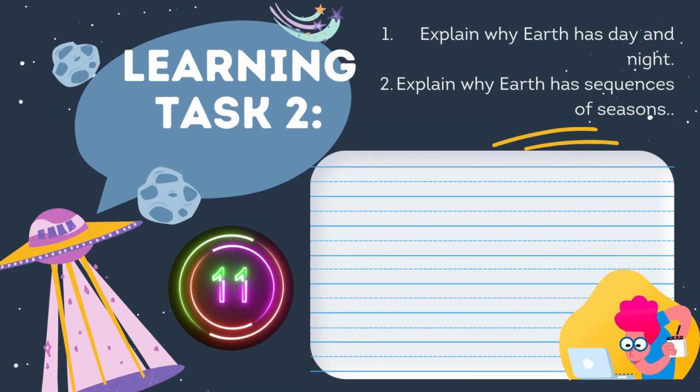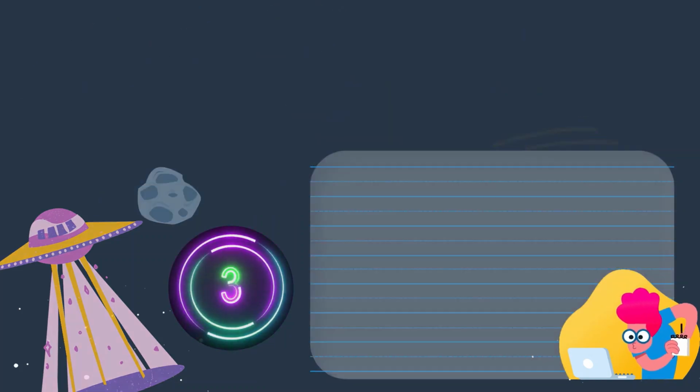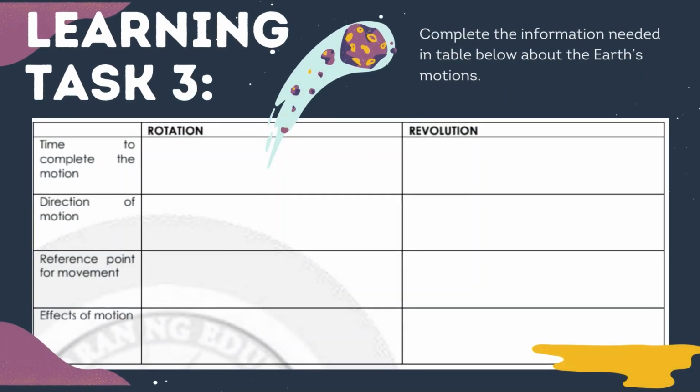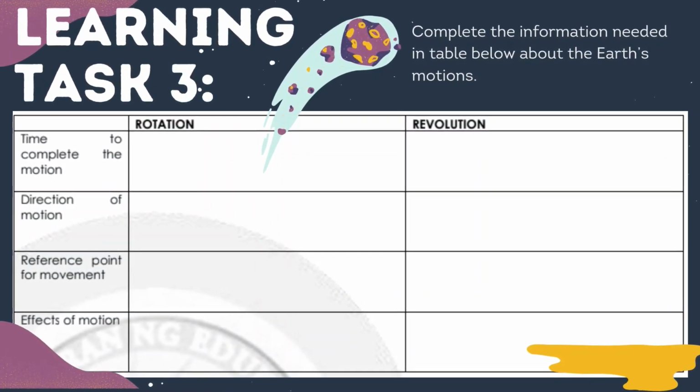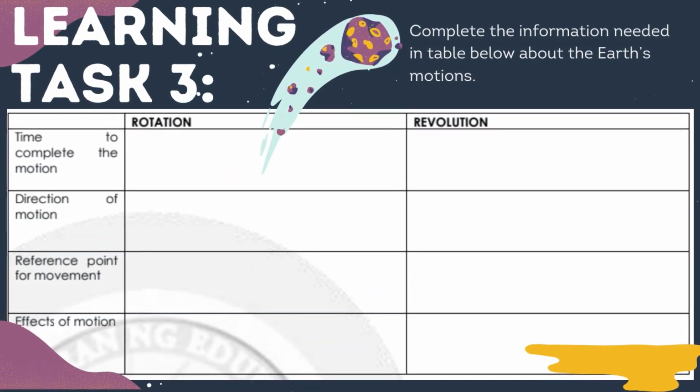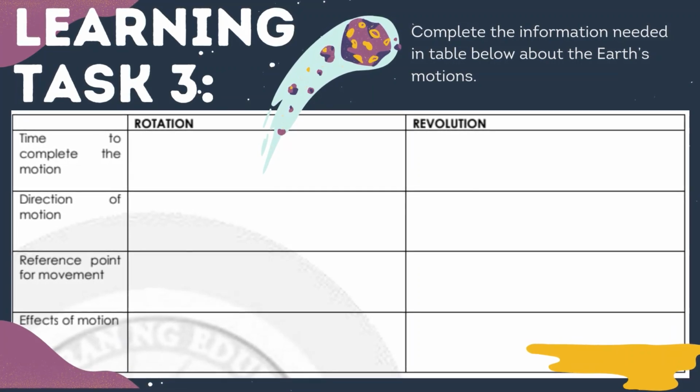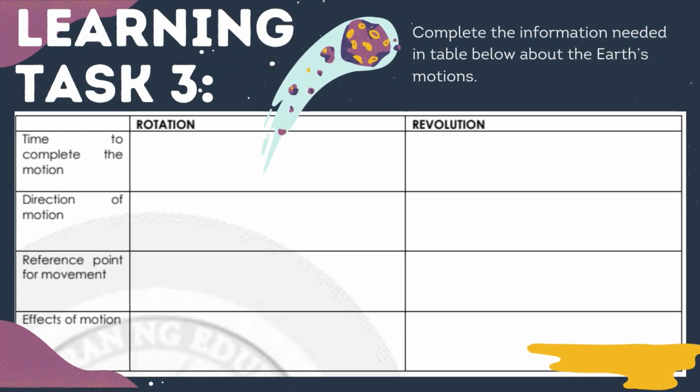Explain why Earth has day and night. And the second question, explain why the Earth has sequences of seasons. Take your time. Now ready for learning task 3. All you have to do is complete the information needed in the table below about the Earth's motions. So you have 2 columns to answer, the rotation and revolution.